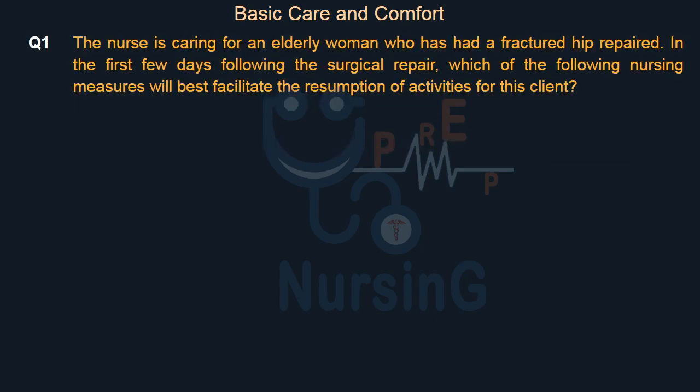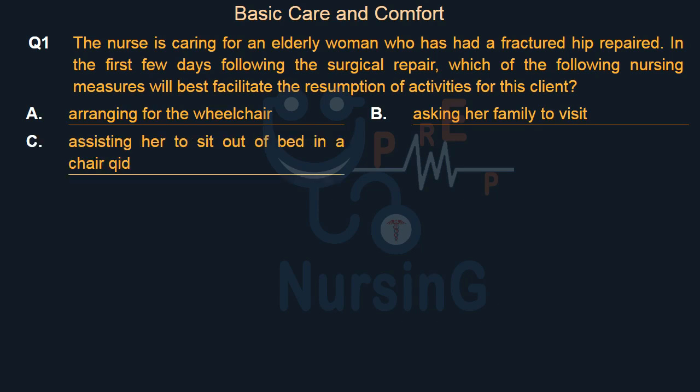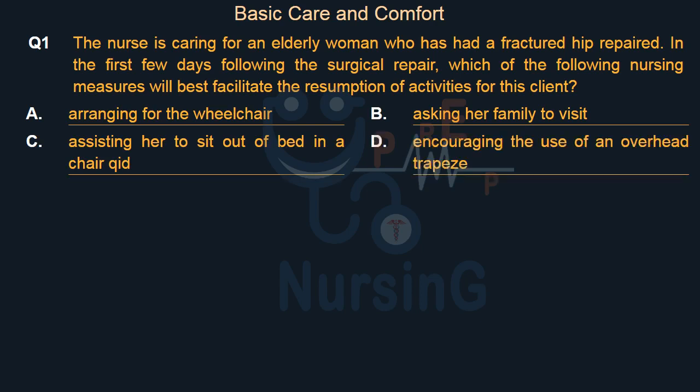Basic care and comfort. The nurse is caring for an elderly woman who has had a fractured hip repaired. In the first few days following the surgical repair, which of the following nursing measures will best facilitate the resumption of activities for this client? Option A. Arranging for the wheelchair. Option B. Asking her family to visit. Option C. Assisting her to sit out of bed in a chair. Option D. Encouraging the use of an overhead trapeze.